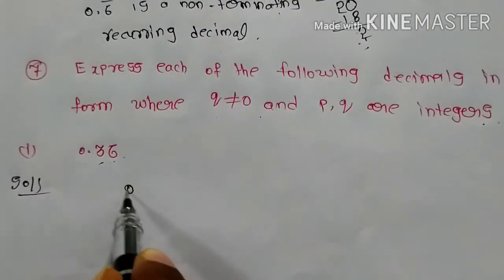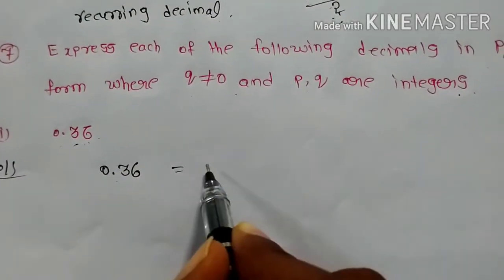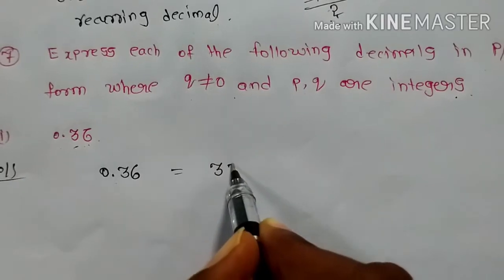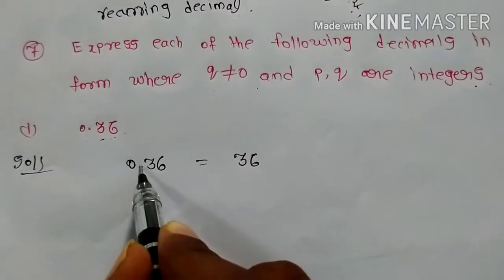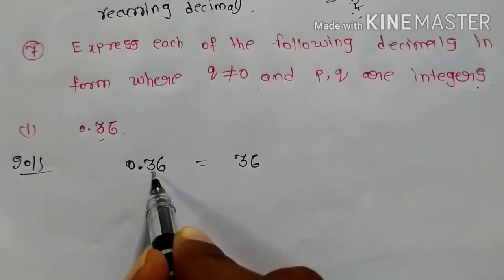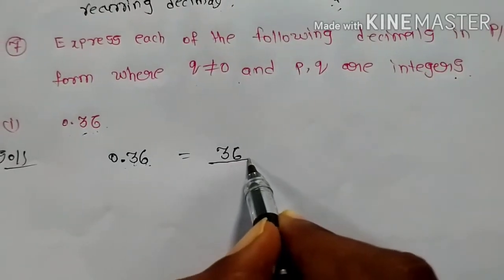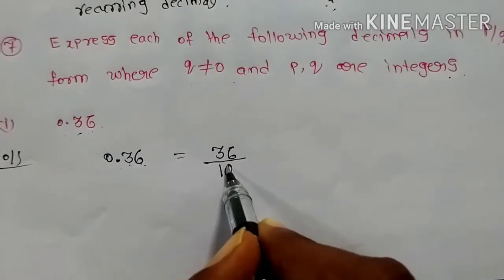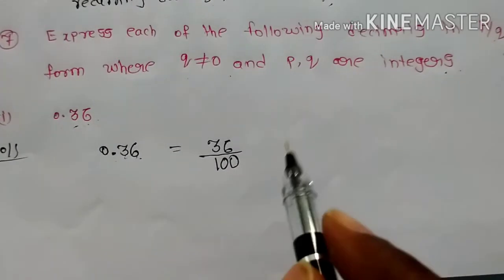Here 0.36, you can see here 0.36. 0.36 means first you can write 36 only. I already mentioned, after the decimal point how many digits are there? 1, 2. 2 digits are there. So in the denominator you can directly write 100.